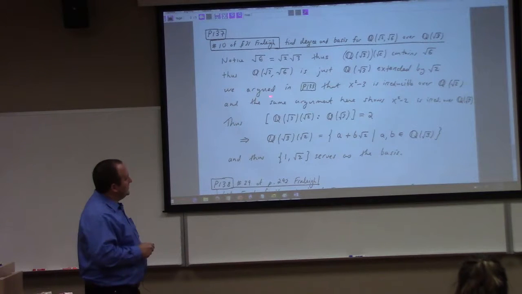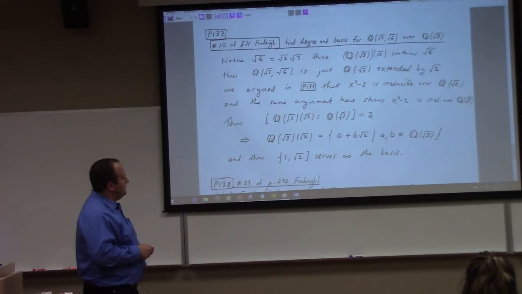Pretty much the same argument shows that x squared minus 2 is irreducible over Q adjoining root 3, which is to say that this has degree 2. Which is to say that 1, root 2 serves as the basis of this over that.